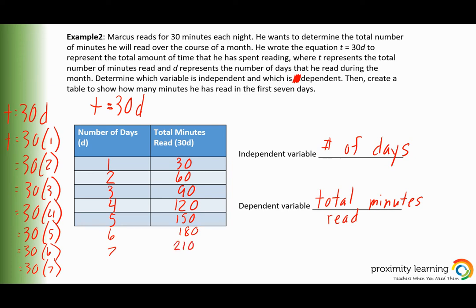Now that we have our table to show how many minutes he has read in the first 7 days, we have our independent variable of number of days and our dependent variable of total minutes read. We have established for Marcus his independent variable and his dependent variable, and figured out how many minutes he's going to read at night in the first 7 days of a month. Okay, let's take a look at another example.